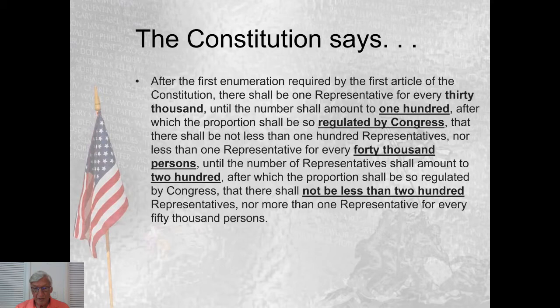They were going to be 30,000 until the number shall amount to 100, after which they're going to let Congress decide how many should be there. Now, initially, they started debating about 40,000 as a number.